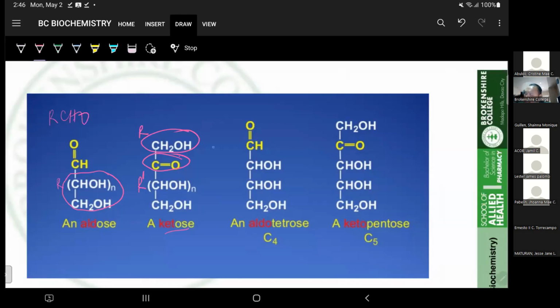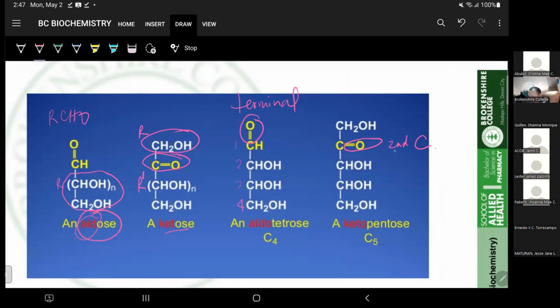Usually, in an aldose, the oxygen, the carbonyl group, is at the terminal. Always remember, in an aldose the carbonyl is at the terminal. In a ketose, it is on the second carbon. Okay? Second carbon. That is the difference in terms of their chemical structure. So we have other examples like aldotetroses, or your C4, counting 1, 2, 3, and 4.